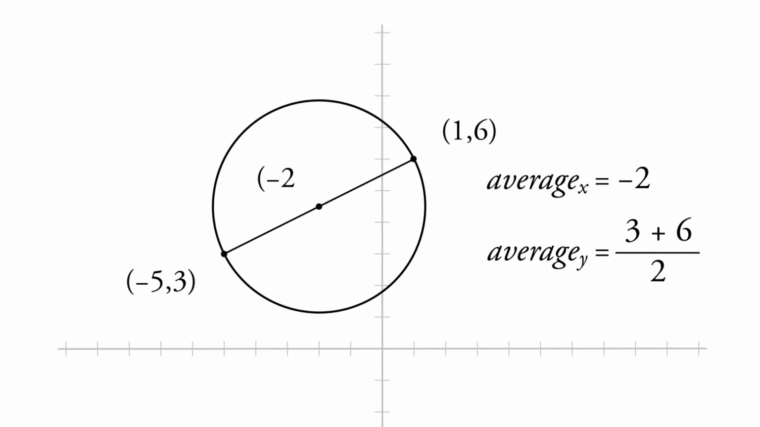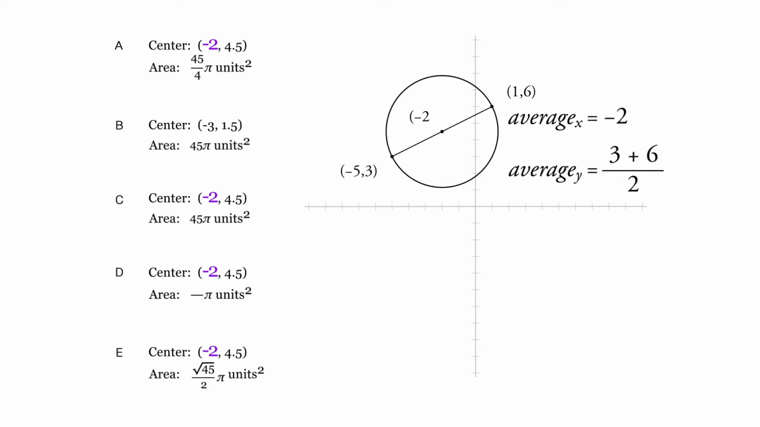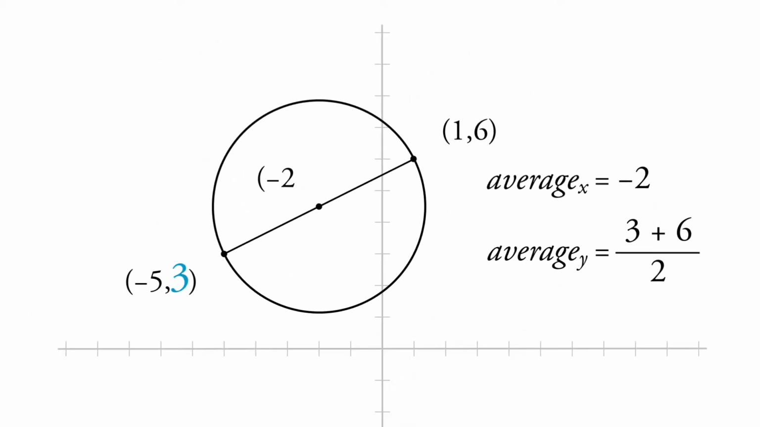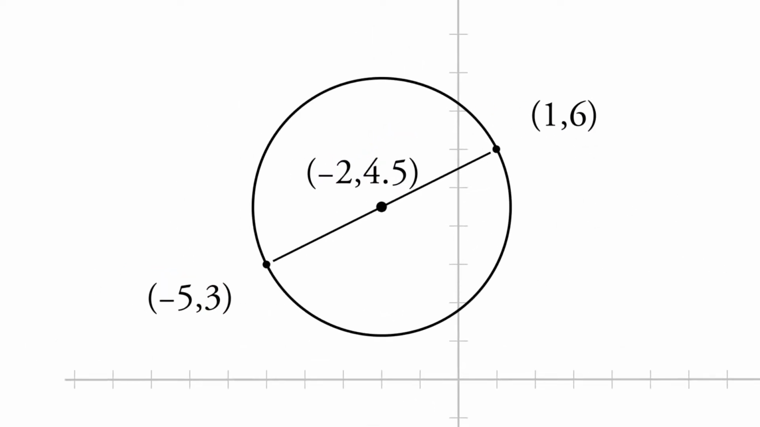That's the center point, which works out well because if you look, that's a common choice in our solution choices. All right, now for the y value, 3 plus 6 is 9 over 2. So 9 over 2 is 4.5. So our midpoint is going to be -2, 4.5. Good. Now we have to figure out the area.